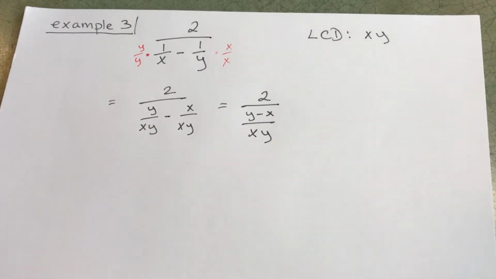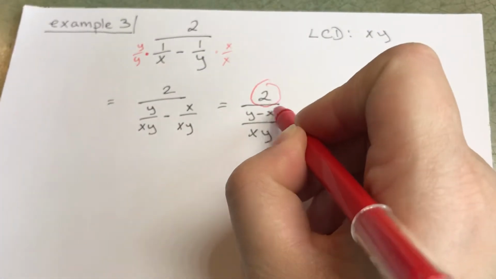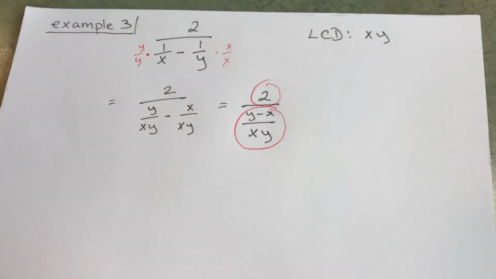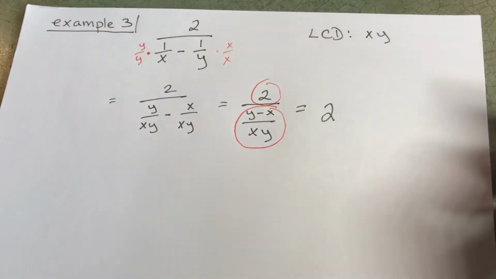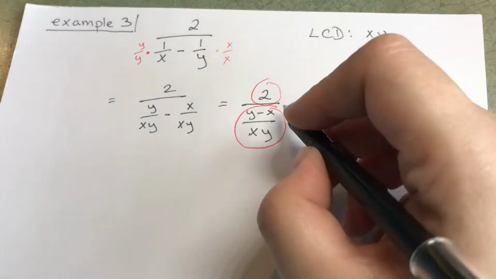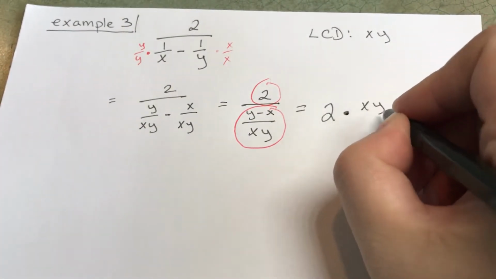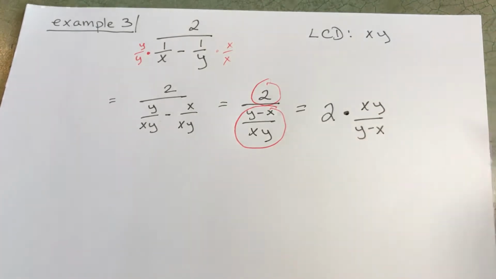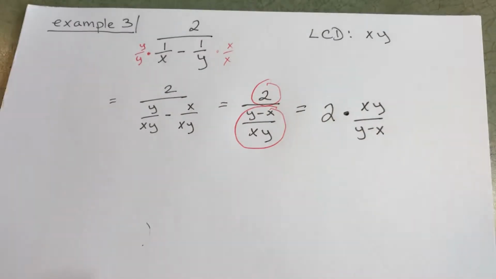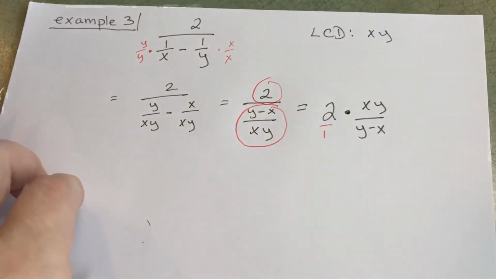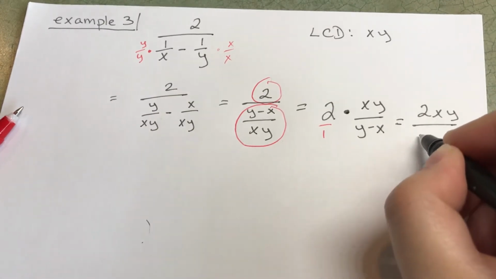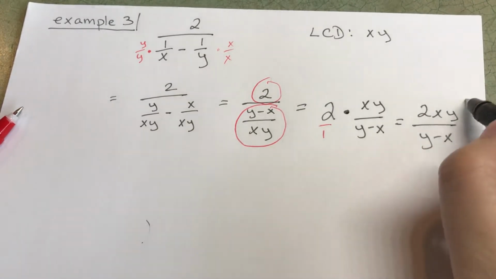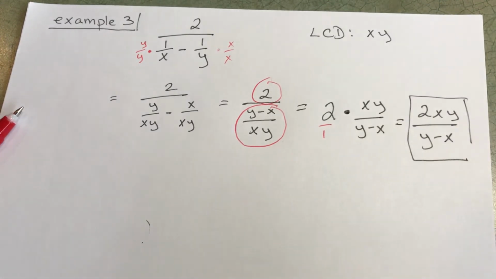So if we see this as 2 divided by this fraction, then we can rewrite this as 2 times the reciprocal of this fraction. And this is, of course, like 2 over 1. So I get 2xy divided by y minus x. That's my answer.